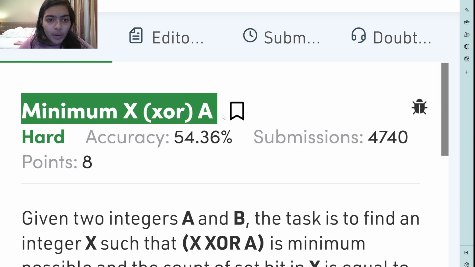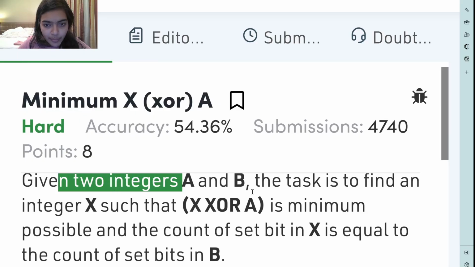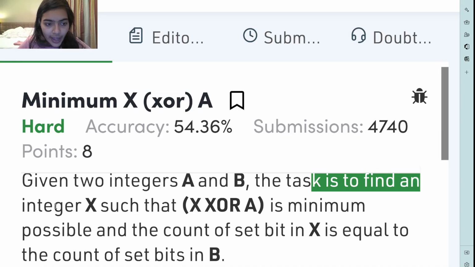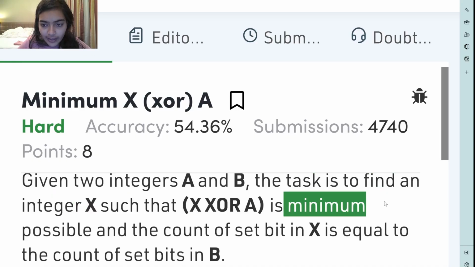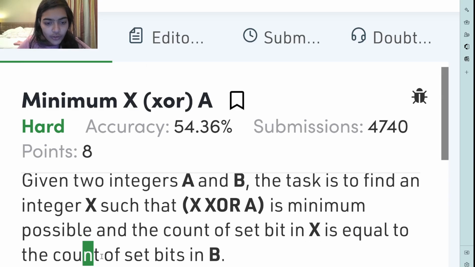Today we are going to do the problem which is called minimum x XOR a. Let's try to understand what the problem is. You are given two integers a and b. The task is to find an integer x such that x XOR a is minimum and the count of set bits in x is equal to the count of set bits in b.